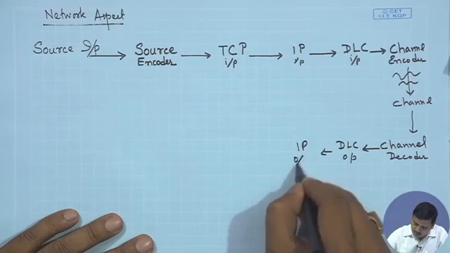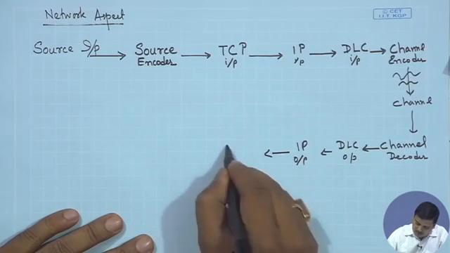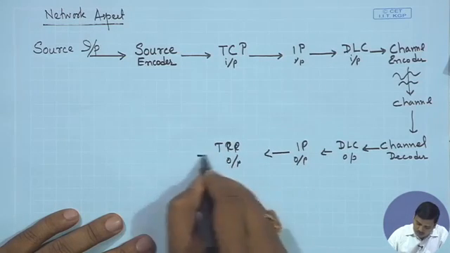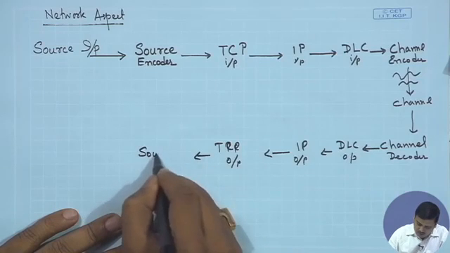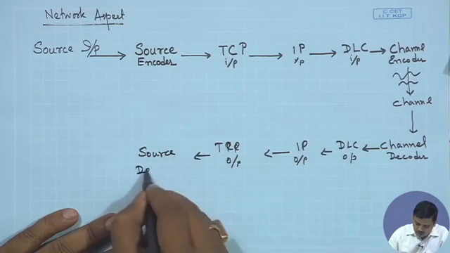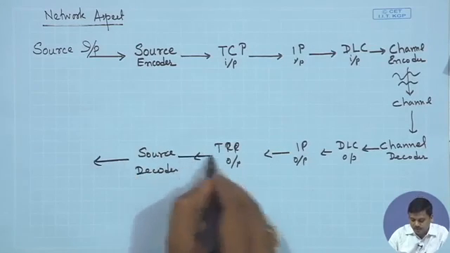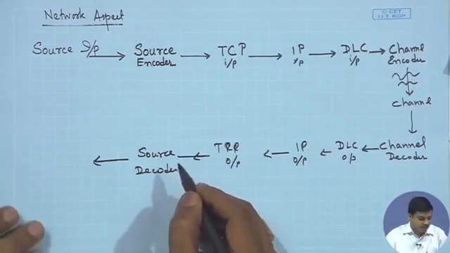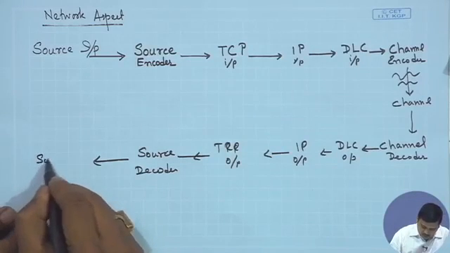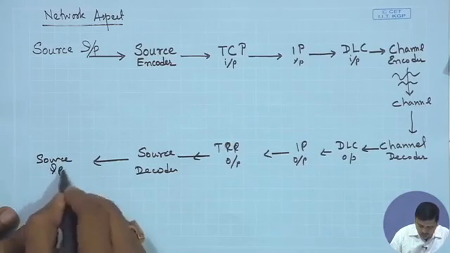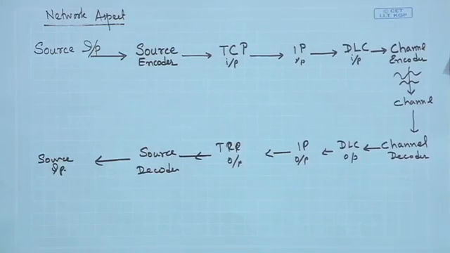This is the IP output, this is the TCP output, goes finally to the source decoder. Of course, you can have several components in between this also, which is the presentation layer, and so on and so forth, right.